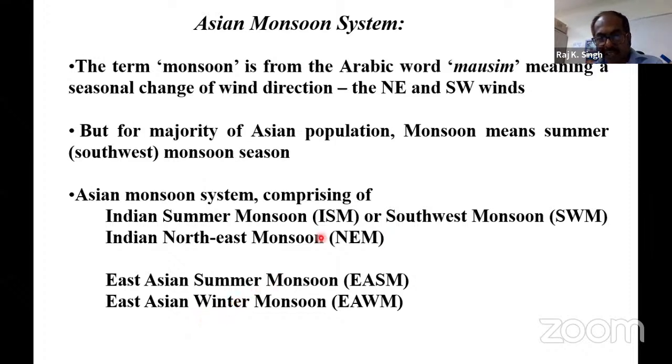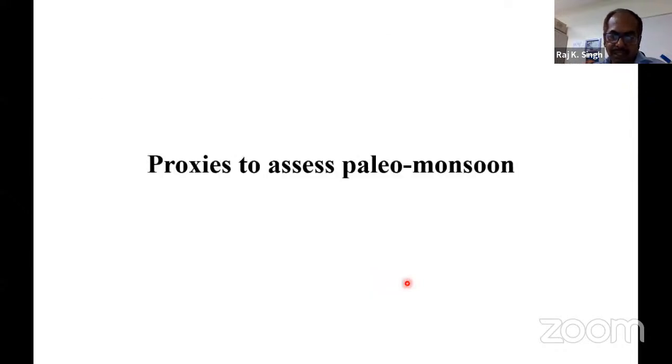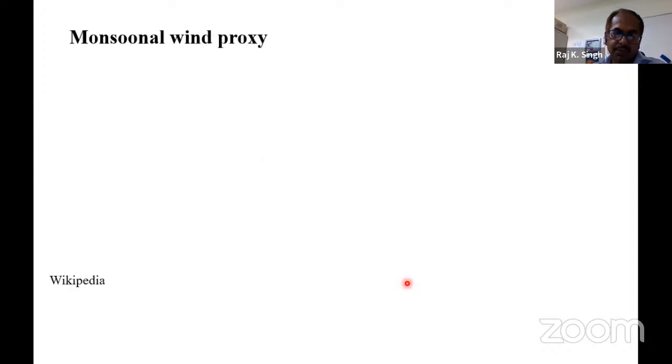So I'll talk a bit about the ISM evolution, when our data suggests that northwest monsoon seasonality began. And then I will talk a little bit about the last 400 kilo-year record of the East Asian summer monsoon and the 1.2 million year record of the East Asian winter monsoon.